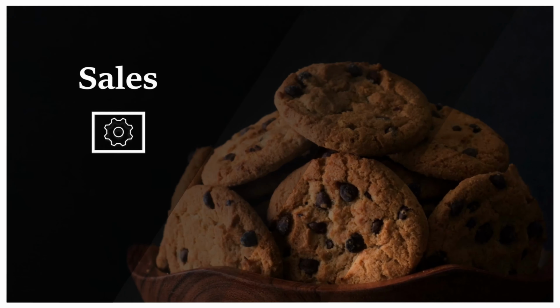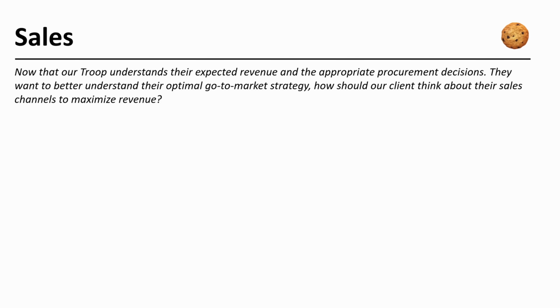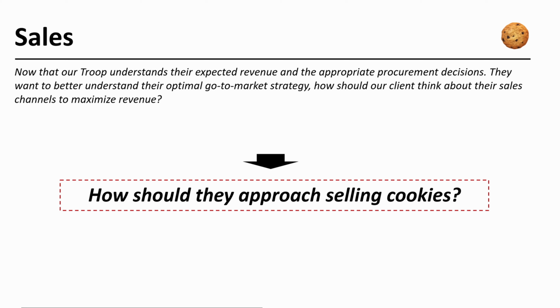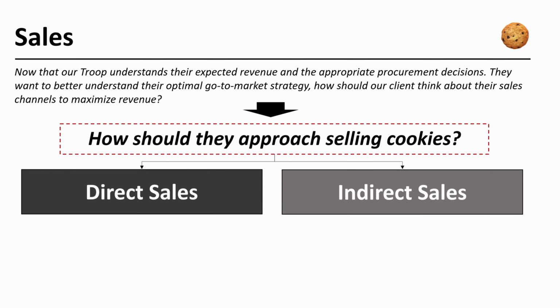While we have a good sense of our inventory and our procurement process, how should we go about thinking about our sales? Our troop wants to better understand their optimal go-to-market strategy and understand their sales channels to maximize revenue. Key question is, how should they approach selling cookies? 2 simple ways to think about this are segmenting in direct sales and indirect sales.